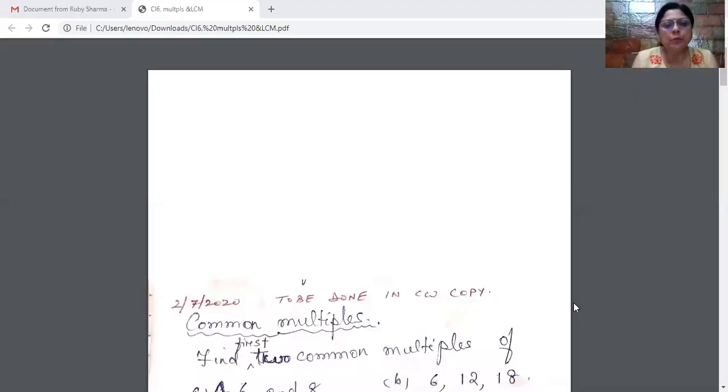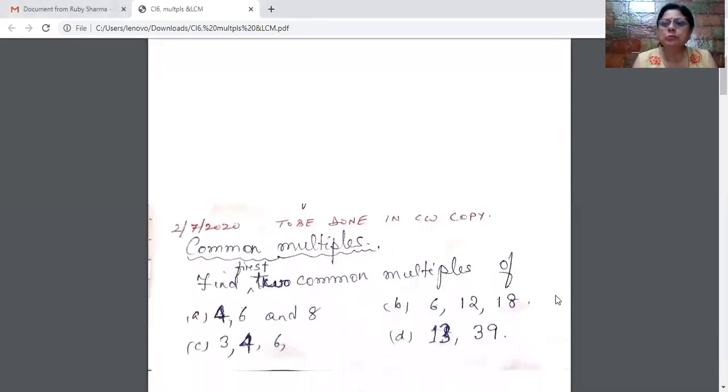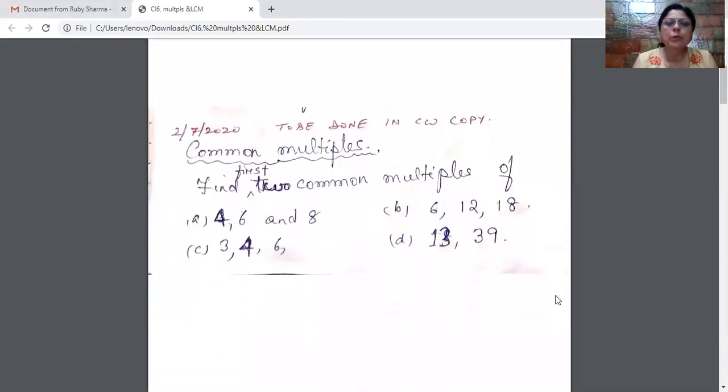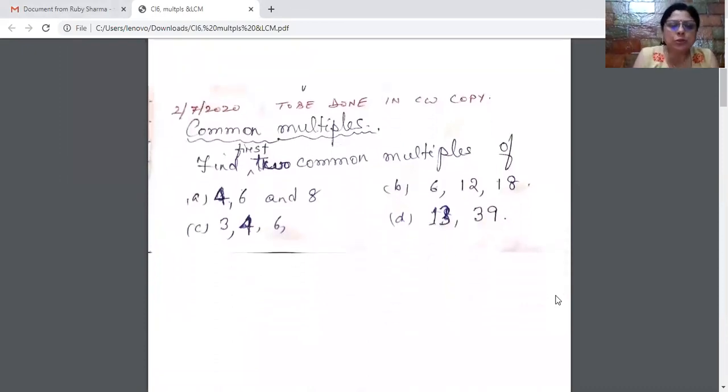So, already we know what multiples are. So get the definition of multiples and how to find the multiples. Today we'll be doing common multiples. Now directly we come to the question: find first two common multiples.